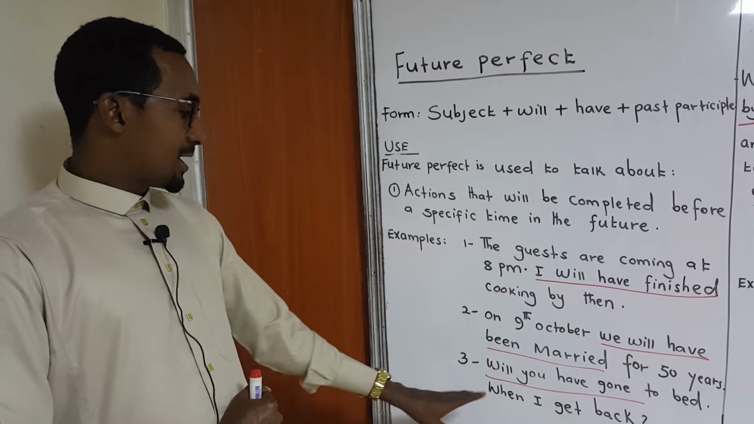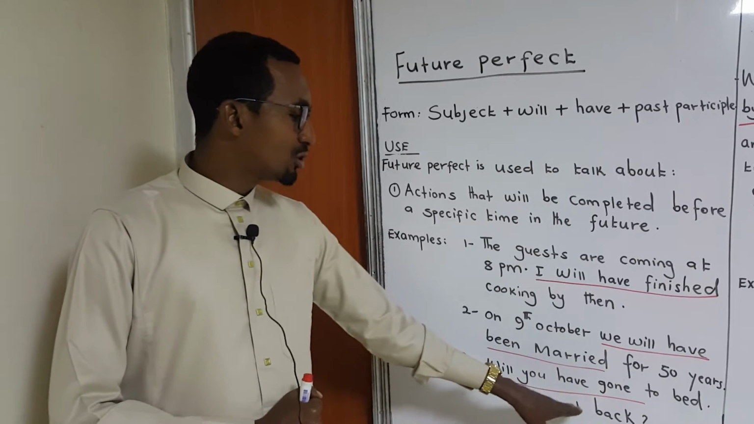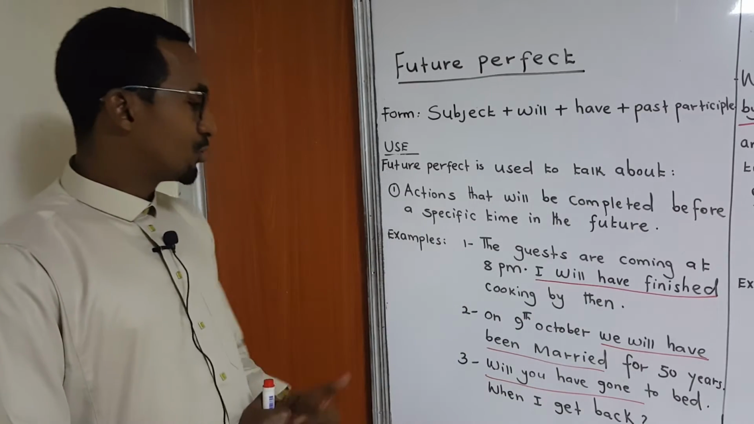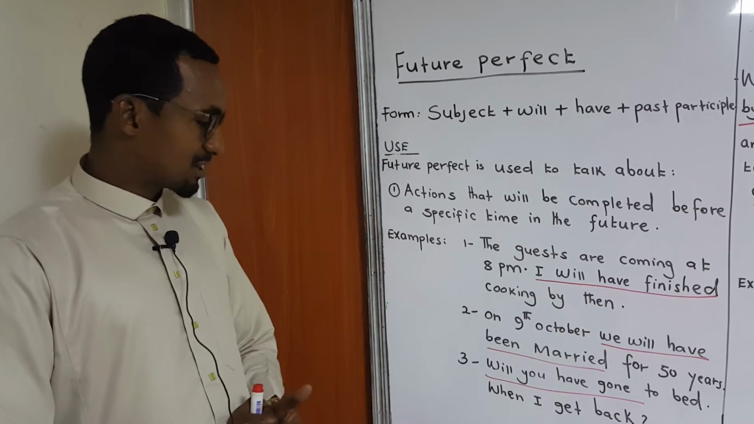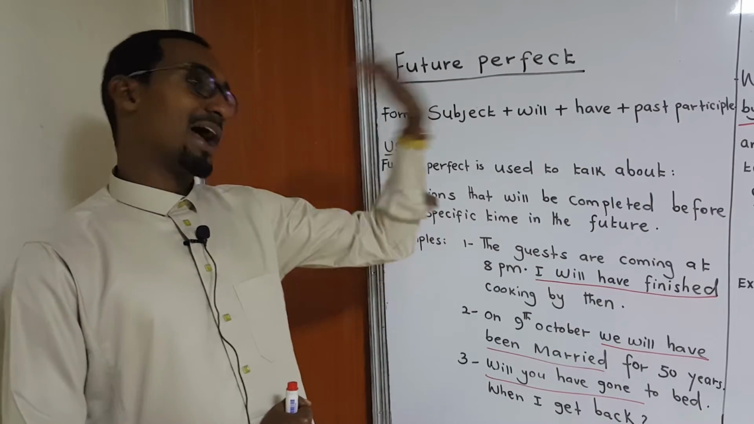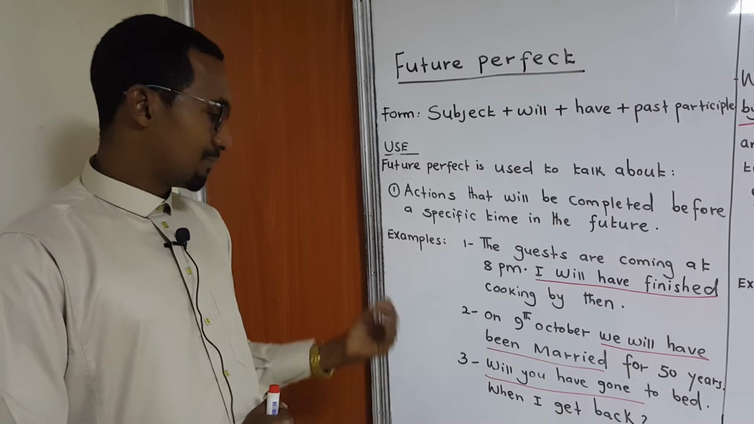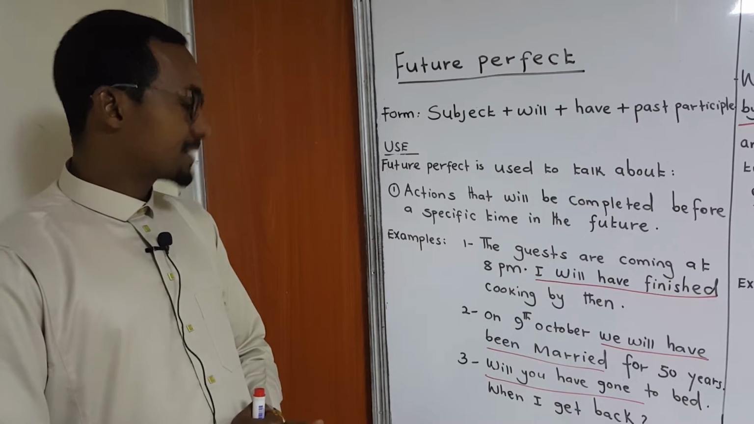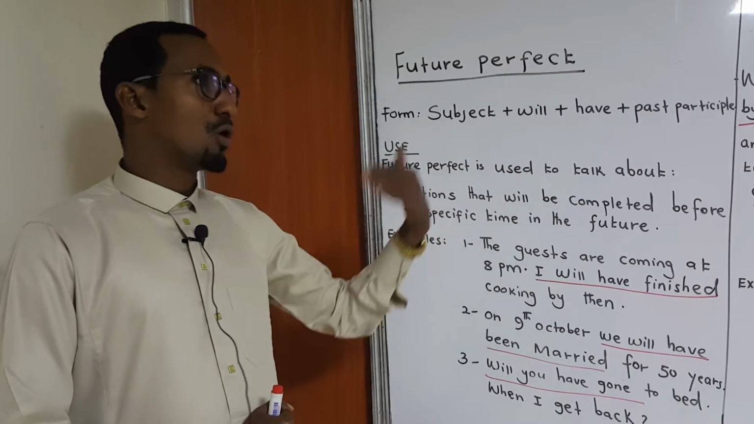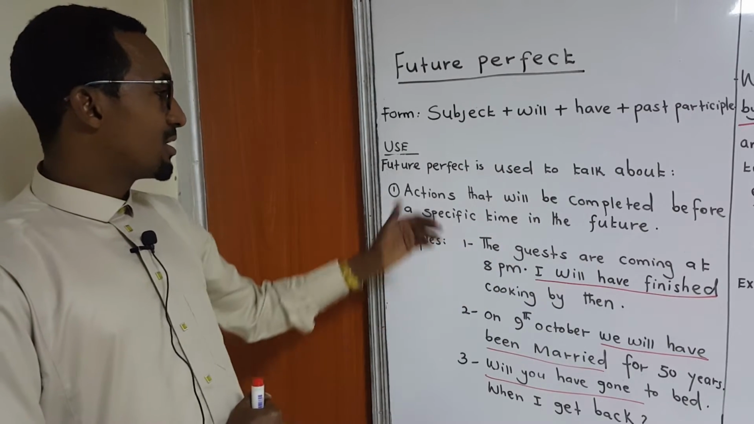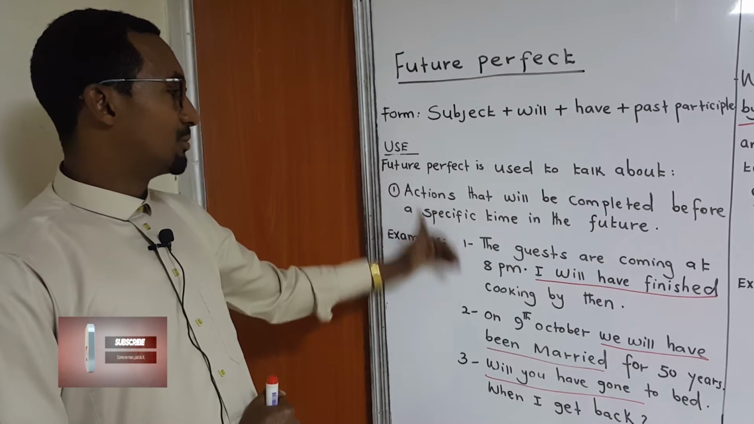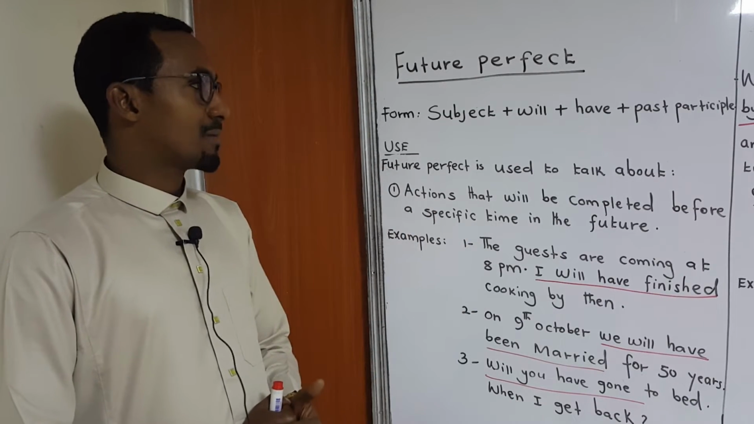Fine. Number three, will you have gone to bed when I get back? When I get back, will you have gone to bed? It means that before I get back, will you have gone to bed? When I get back. So that is how we see the first use: actions that will be completed before a specific time.